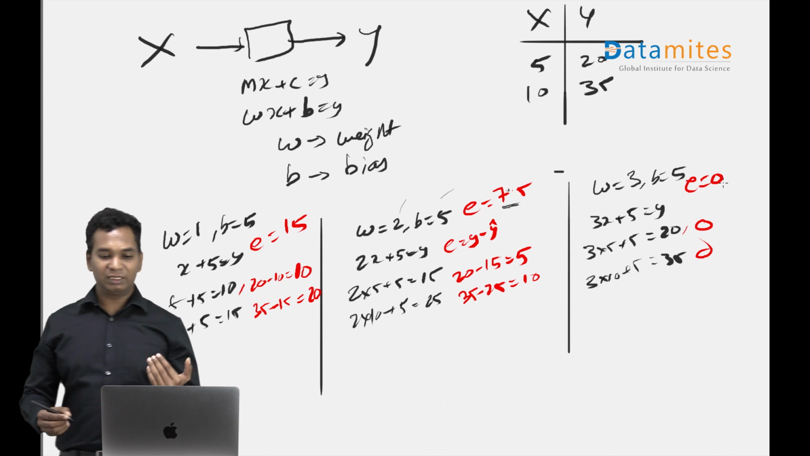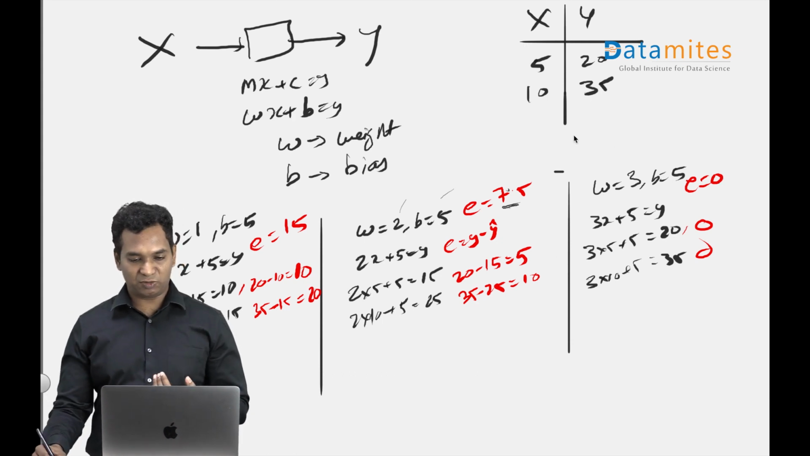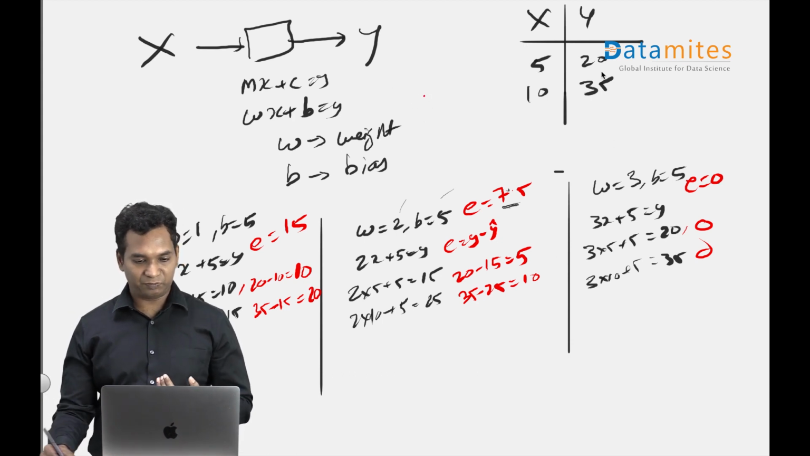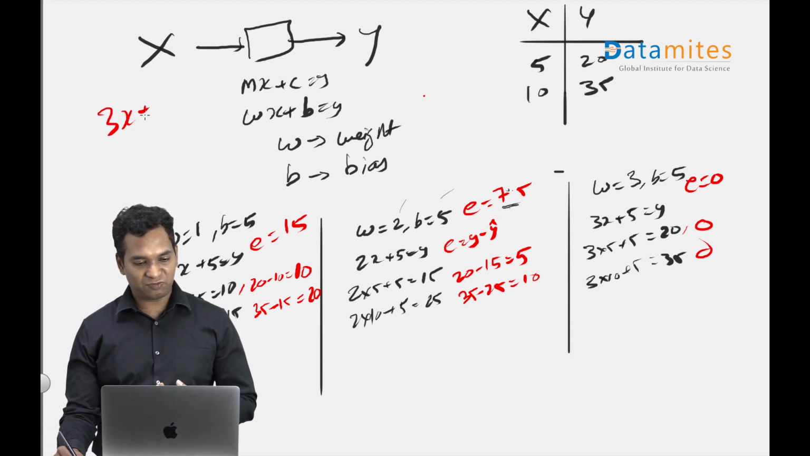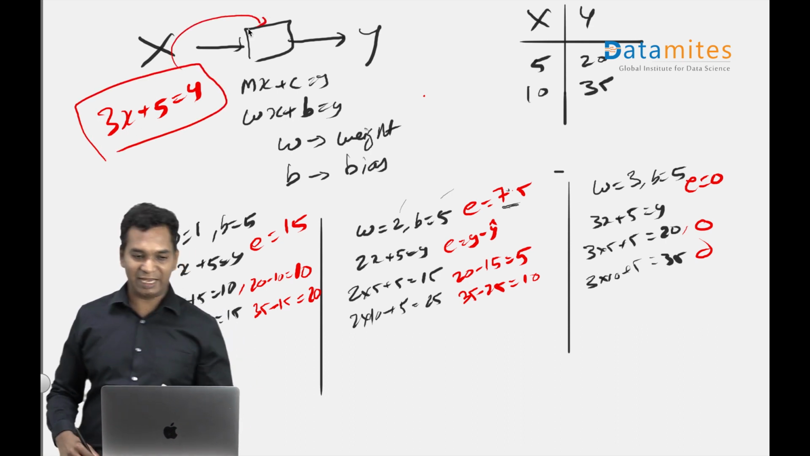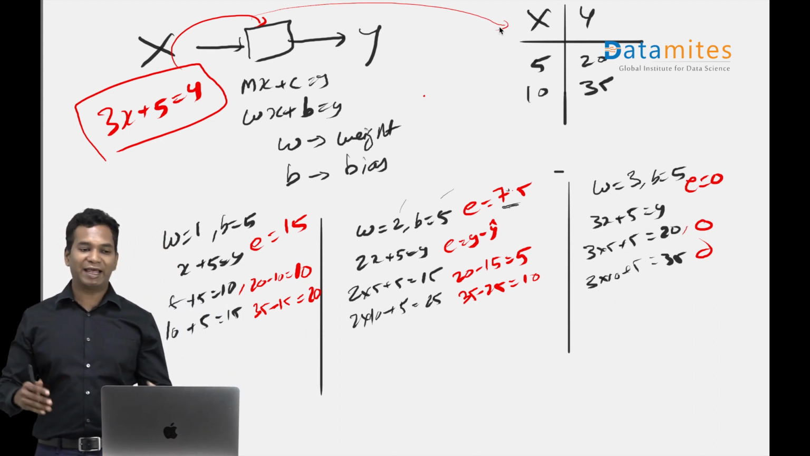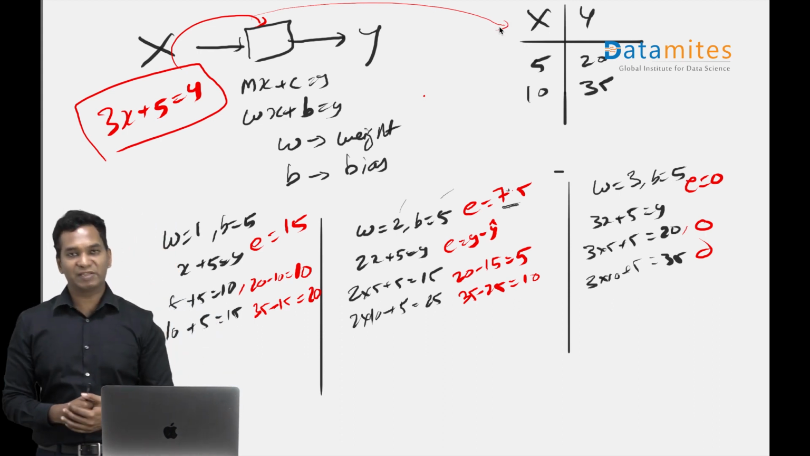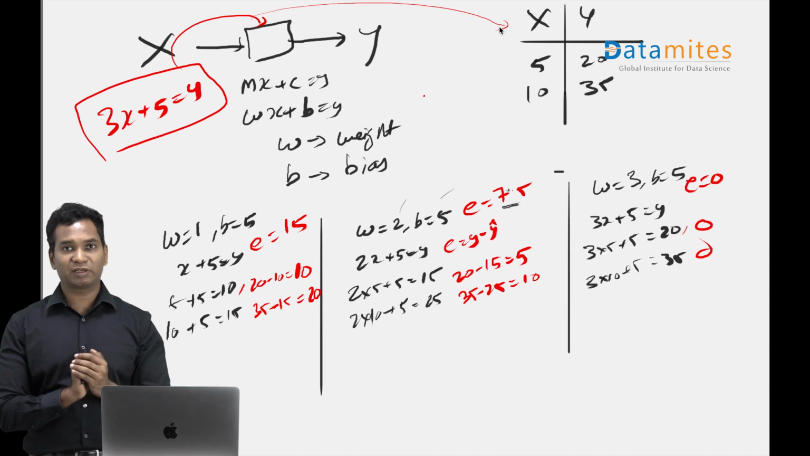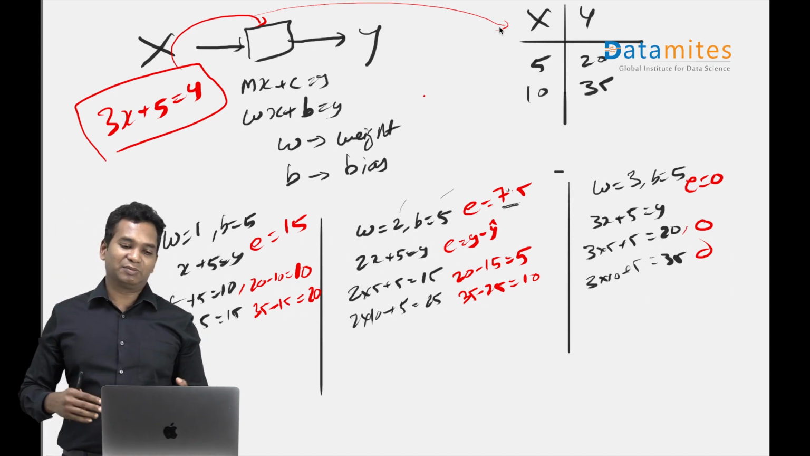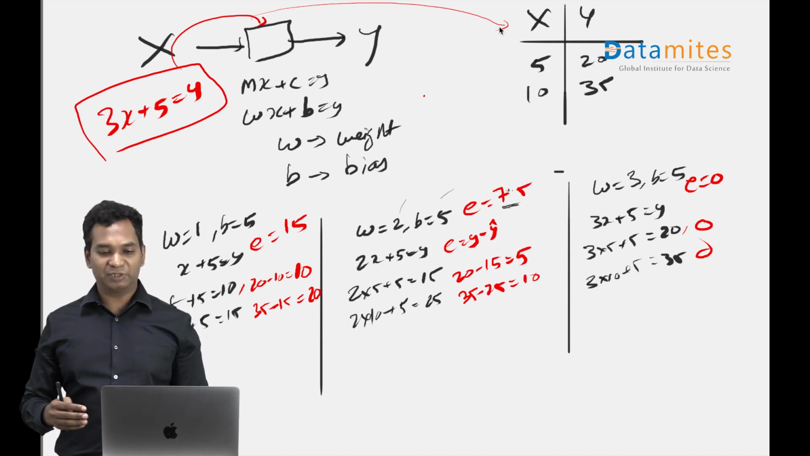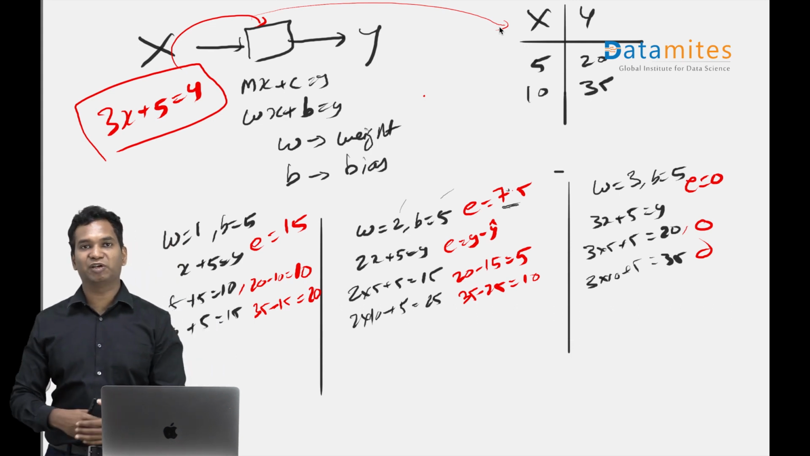Now that we have W equal to 3 and B equal to 5, I can simply state this equation as 3x plus 5 is equal to y, which is your perfect equation for this data. Give me any x value, boom, I get the price of it. It's a very simple network. It may not fit all of the data because there's just two pieces of information, but if you have a lot of data, this might not be fitting it.